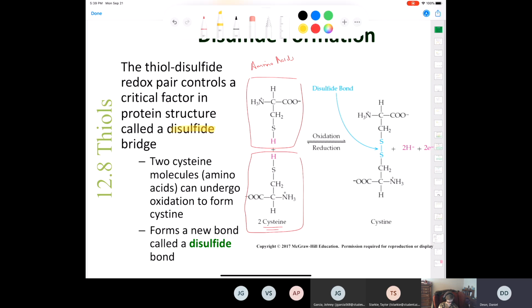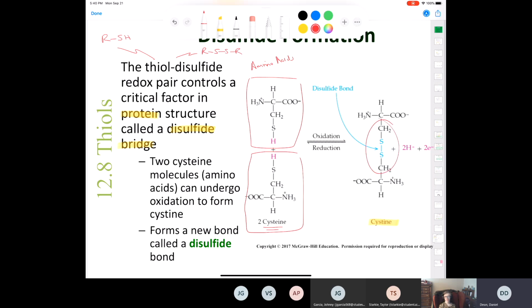And later on, we're going to do a chapter completely about proteins, and we're going to talk about disulfide bridges in a lot of detail. So when you take two cysteine molecules, which are both amino acids, they can undergo oxidation to form this molecule here, cystine. So what it's saying here is the thiol. A thiol, as we discussed earlier, is RSH, and a disulfide is when you have two sulfurs in between two R groups like that.